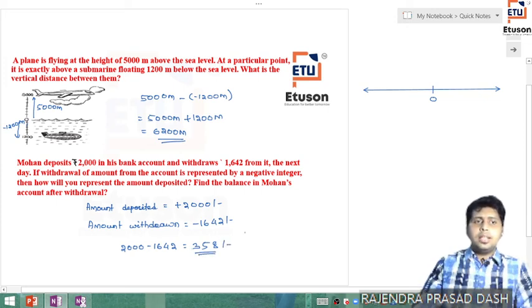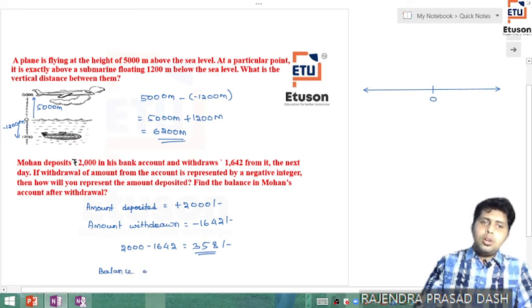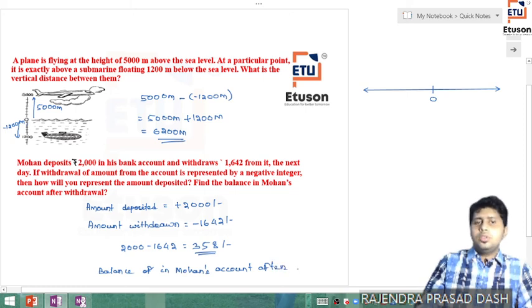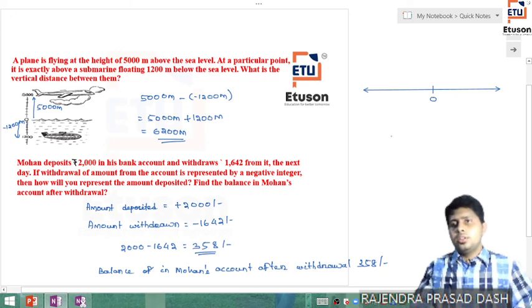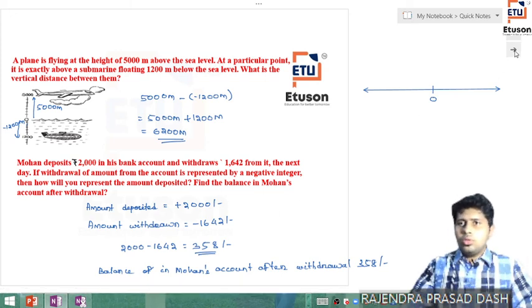So the balance in Mohan's account after withdrawal is 358 rupees, right? So you must have understood up to here.